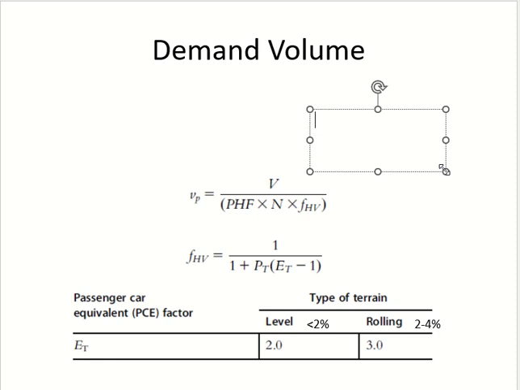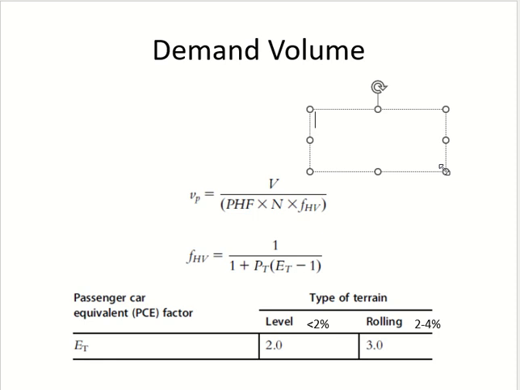Volume, what about volume? Volume is given. So there are two unknowns here in the equation. One is N and the other one is VP. Without N you cannot find out VP. So what should we do in that case?